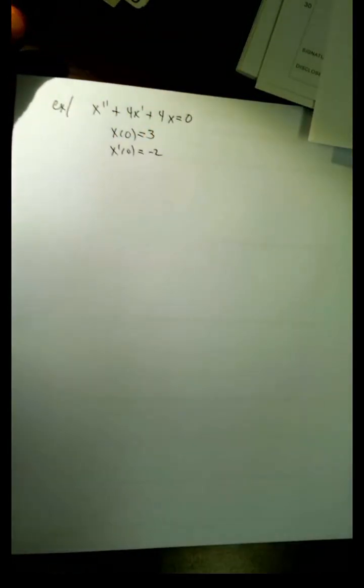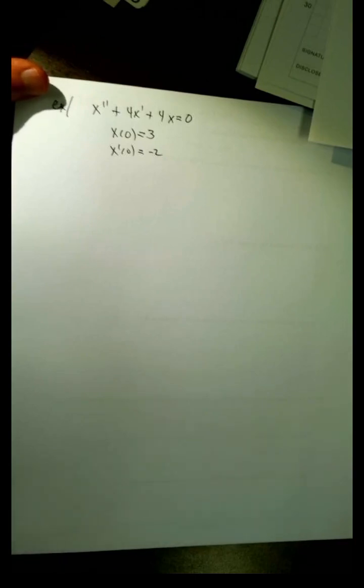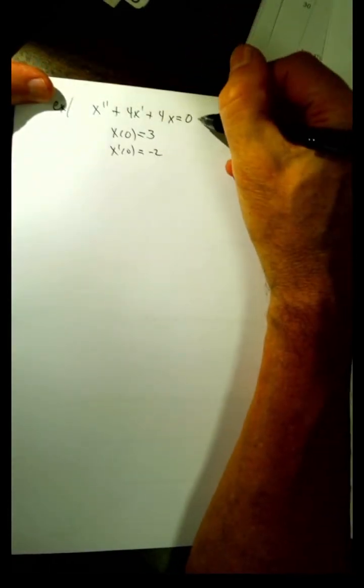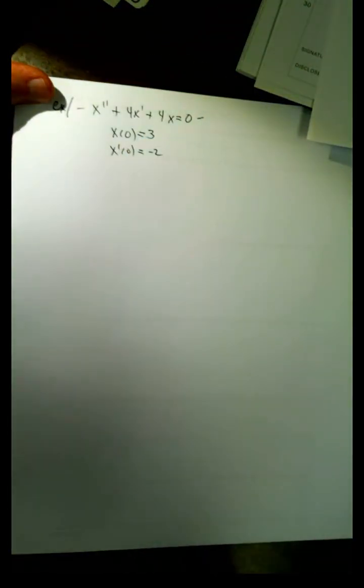All right, let's look at a second example. In this second example, we have x double prime plus 4x prime plus 4x equals 0. And we're going to be given that x of 0 is 3 and x prime of 0 is minus 2. So I want to find the solution in this case. So in this case, there should not be any constants when I'm done. If there's a solution, it should be unique. And first thing I'm going to do is use this to find the general solution, and then I'm going to use this to get the specific solution.